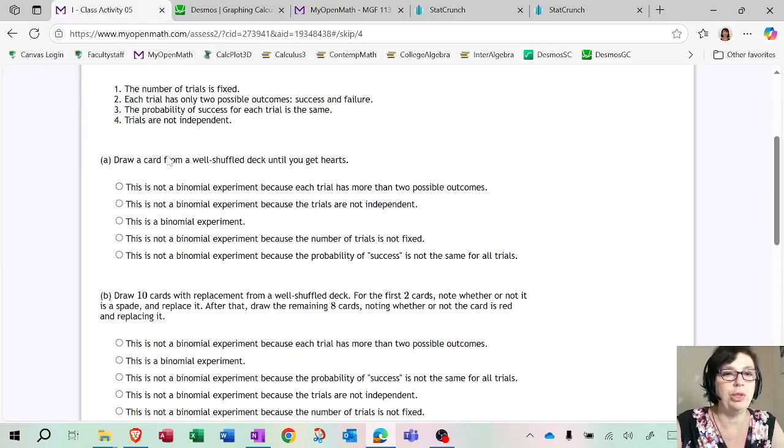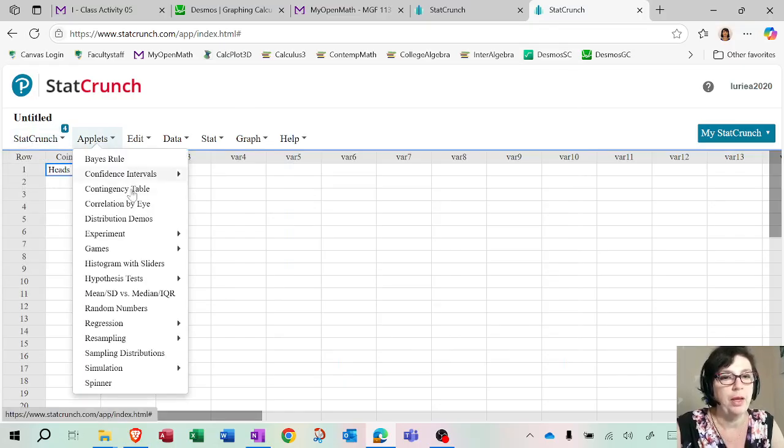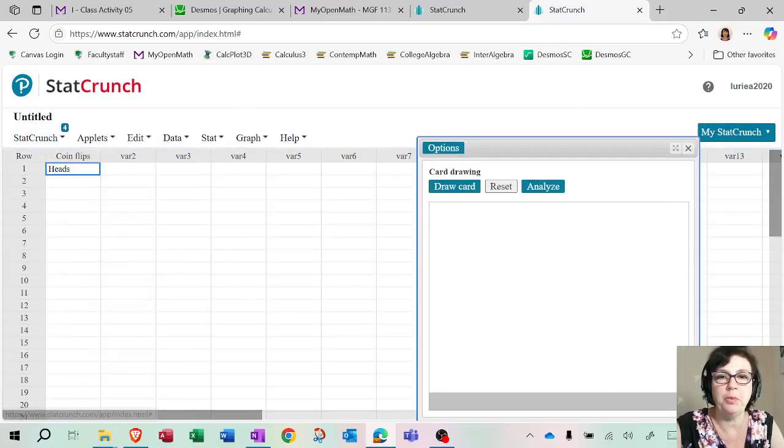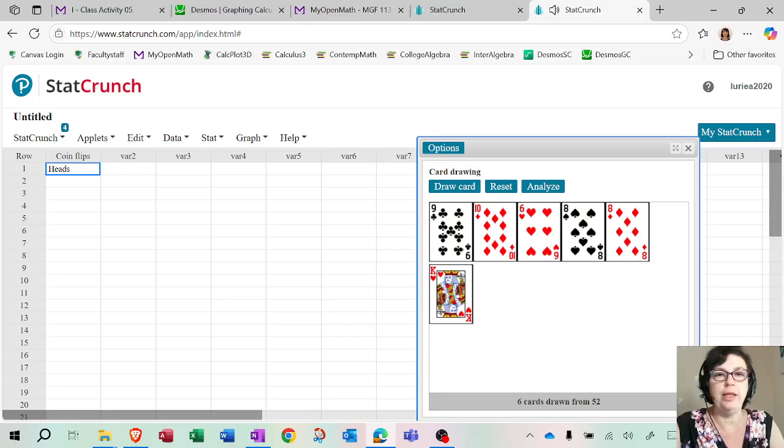And now what we want to do is look at these different scenarios and decide, does this work? Is this a binomial experiment? Because if it's not, you're not supposed to use it to compute probabilities. All right, so the first one says, I take a card from a well-shuffled deck until I get hearts. So I have another app here that is going to simulate drawing cards. What I'm doing is waiting for a heart, right? So I have to keep waiting for a heart, and once I see it, I stop.